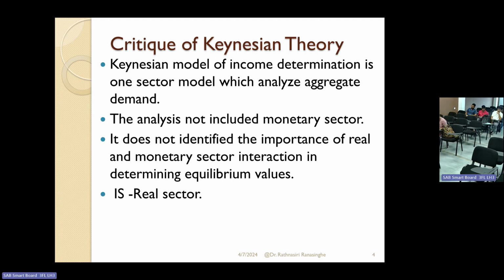So that is the important sector, no? The monetary sector is very important in determining the equilibrium income, the price level and so on, but Keynesian theory fails to identify that. That's why the ISLM model is important, since it explains the real sector and the monetary sector together in determining the equilibrium income and the interest rate.